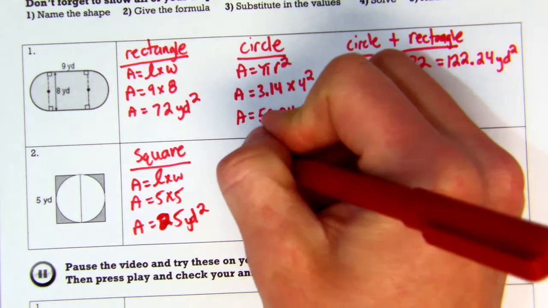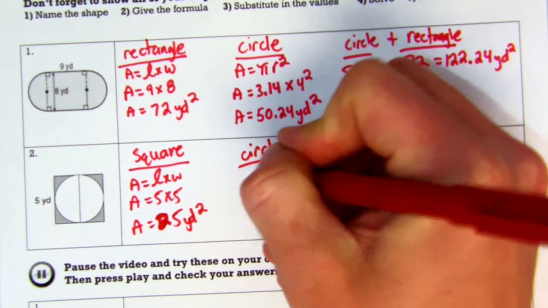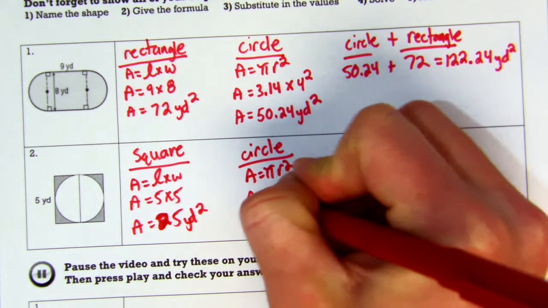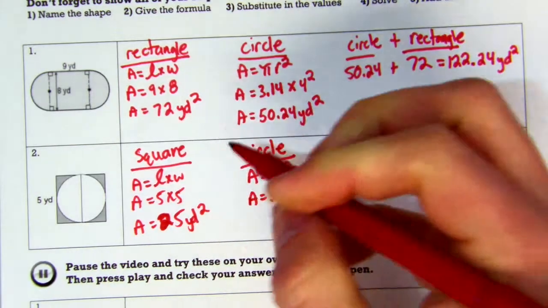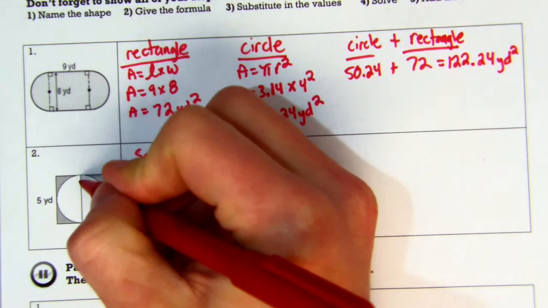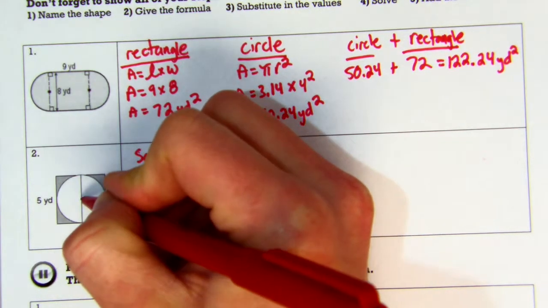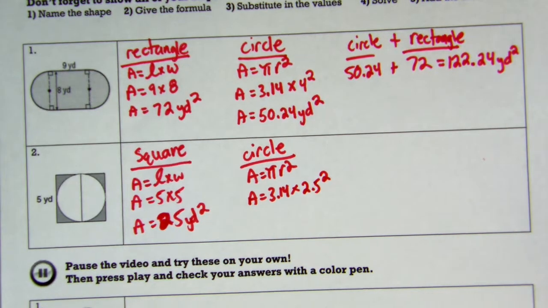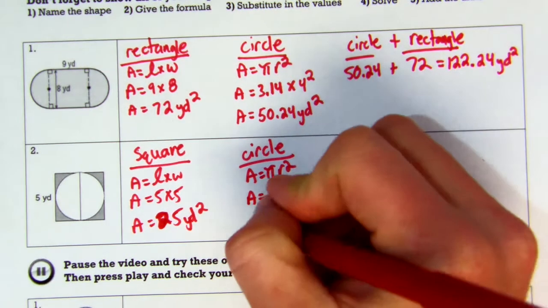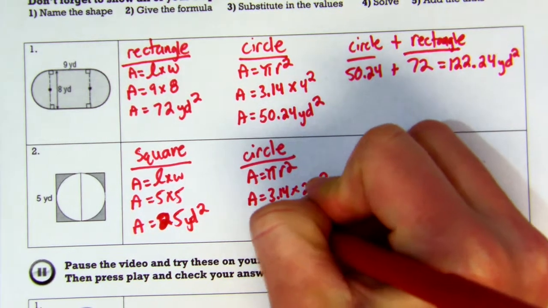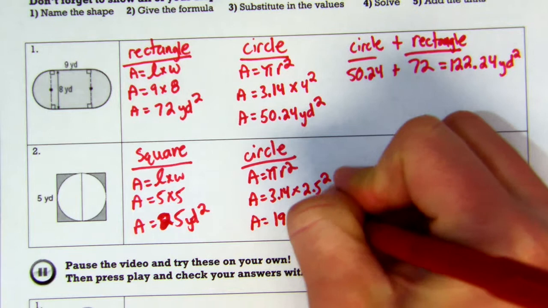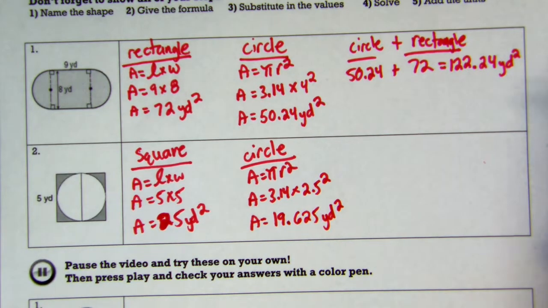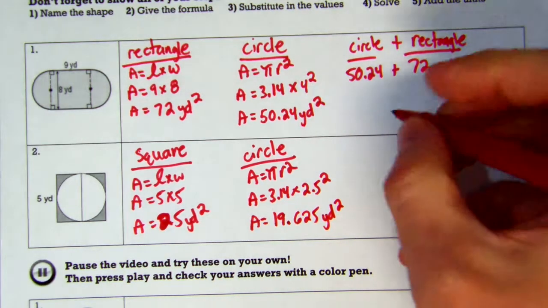So let's do again the formula for my circle, which is area is equal to pi r squared. So area is going to equal 3.14. And my radius for this one, because 5 would be my diameter here, the radius is going to be half of that, which is 2.5. We're going to square that. Plug that into the calculator, and I get an answer of 19.625 yards squared.